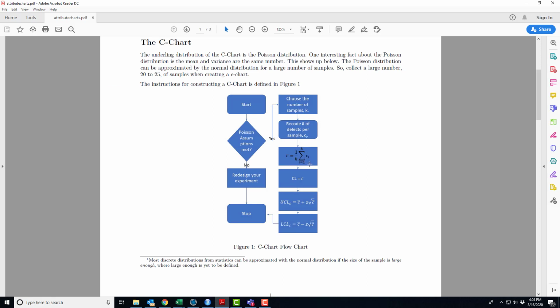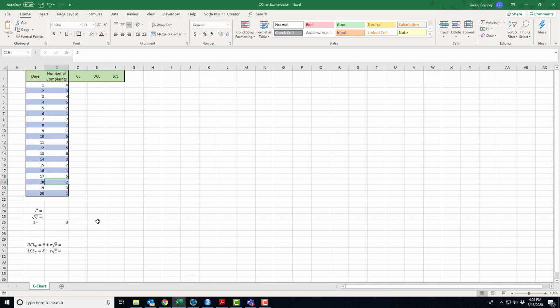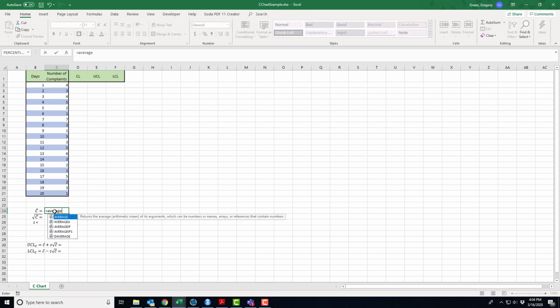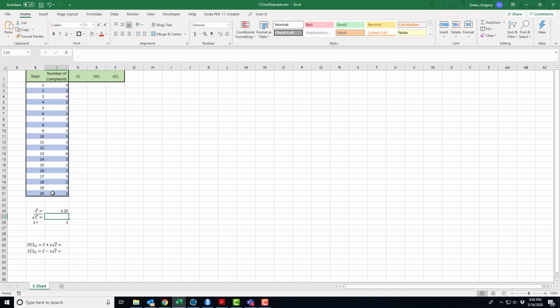So I am figuring out a way to record the number of defects per sample. The next thing is simply to calculate the average, the arithmetic mean that we've been working with most of this semester. Excel has that capability. All I've got to do is go in here and calculate the arithmetic mean of these numbers of complaints. This would give me the number of complaints per day. Okay, so 3 1/4 is the average number of complaints on a given day.